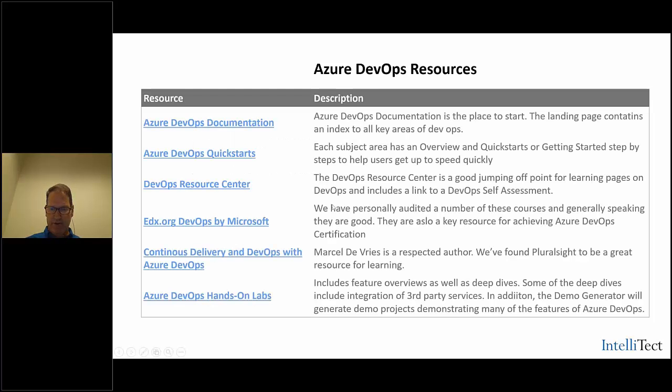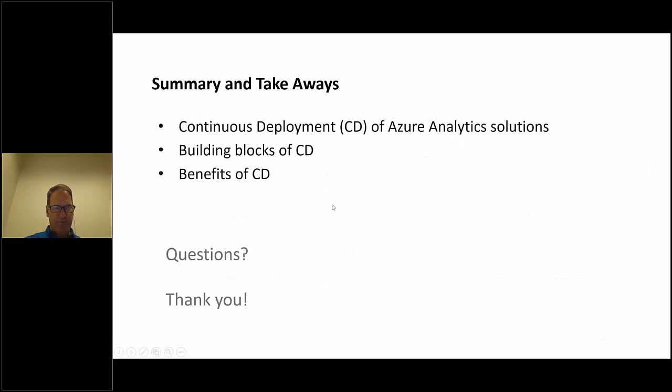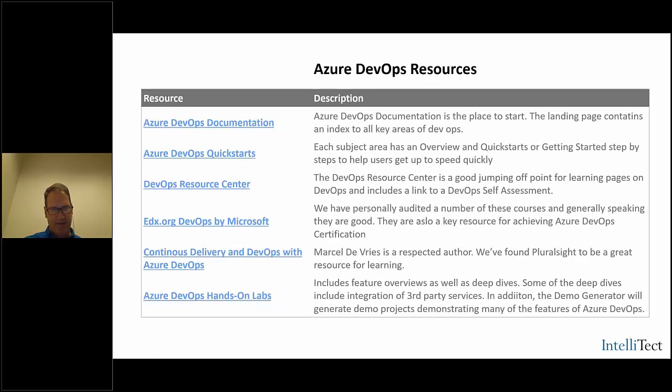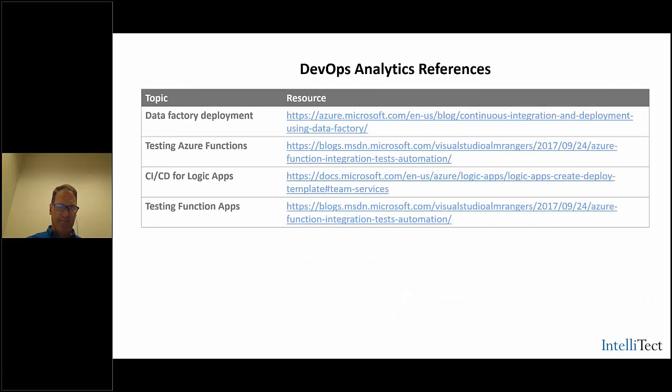I do have a couple of other resources here that I can provide. There's plenty out there on DevOps. There are some resources that I have that I like, as well as further reading on Data Factory deployment, and good ways to test Azure Functions, et cetera. So, resources that I found helpful. Hopefully you all got something out of that, and I think that brings me to a close of my material, and I'm ready for questions.